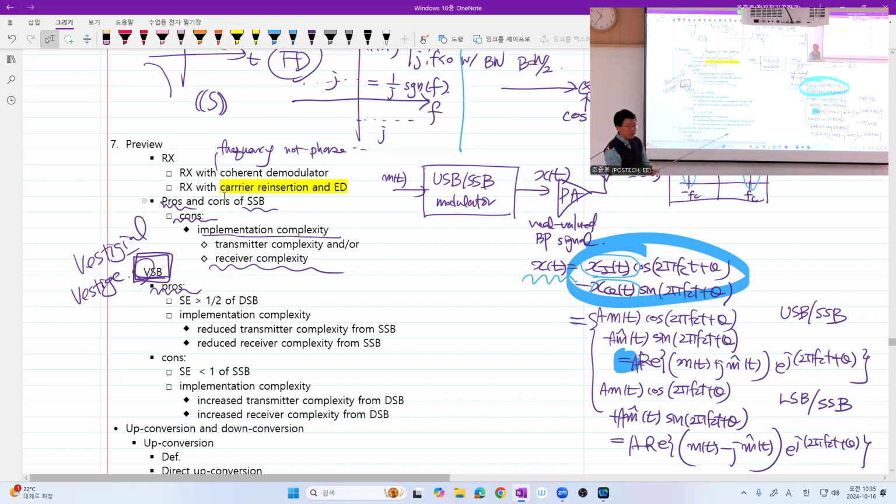The problem is this. Compared to single sideband, your transmitter is now less complicated. However, it's complicated compared to double sideband. So as I told you, briefly summarized in the beginning of today's lecture, VSB is a kind of trade-off between SSB and DSB. So we have spectral efficiency between these two, and the receiver and transmitter complexity between these two, something like that.